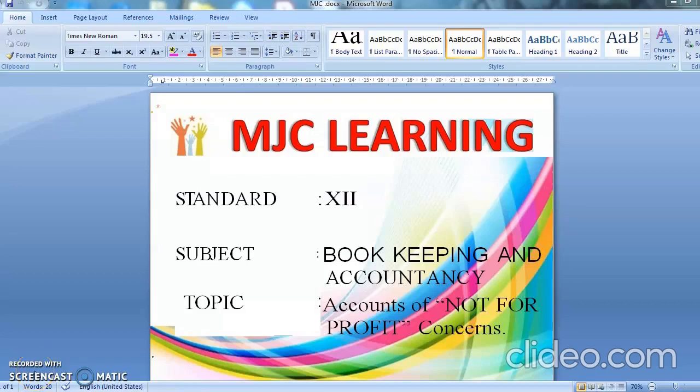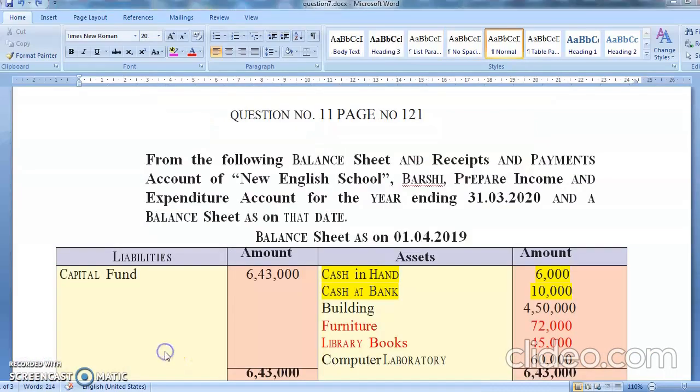Today I'm going to teach you bookkeeping and accountancy, and the topic name is accounts for not-for-profit concern, in short form NPO. That is okay. Now as usual, I always say: read the problem, understand the problem, so you can go ahead very nicely.